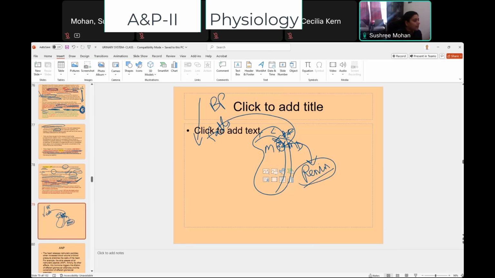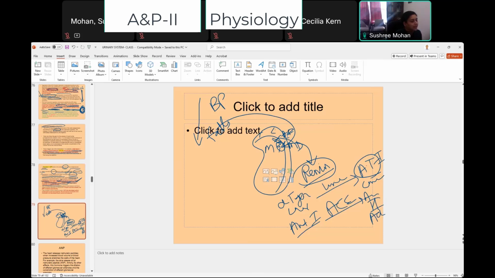Renin is going to convert the plasma protein angiotensinogen, which is inactive, into angiotensin 1, which is also inactive, happening in the liver. Then angiotensin 1 is converted into angiotensin 2. This is active, and this is done with the help of the ACE enzyme in the lungs. Now we have angiotensin 2, which is active. This angiotensin 2 has three works.